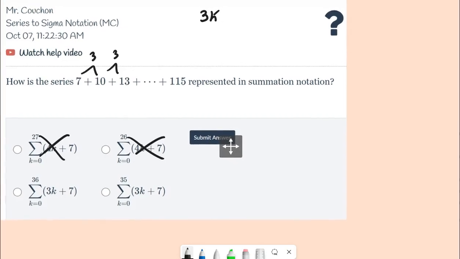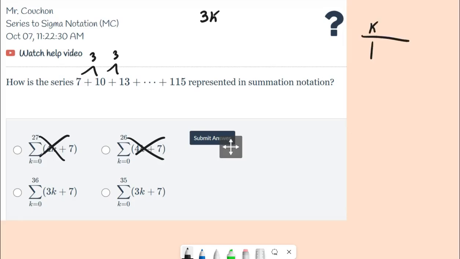Now this is where sigma notation can be a little tricky. We could do the same thing that we did last time, where we say, okay, our k value, our first term is 7. We'll call that m. Our second term is 10. Our third term is 13.